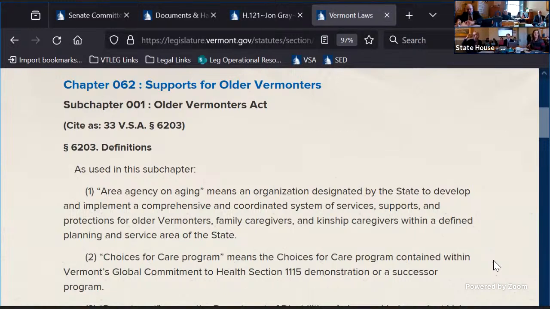Choices for Care, it's under global. That's a good question. Does designated by the state mean that it is a nonprofit, or could it be a for-profit? There's nothing here to say that it couldn't be for-profit, but I don't know what the designation process is. That's certainly beyond my scope. Yeah, I'm feeling queasy about this one.